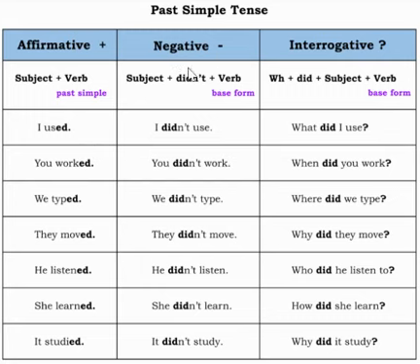So in the negative, we have the subject, but then next comes did not or didn't. And then we use the base form, not the past simple, because did not is the past tense, and it changes the base form to past tense. So I didn't use, you didn't work, we didn't type, they didn't move, he didn't listen, she didn't learn, and it didn't study.